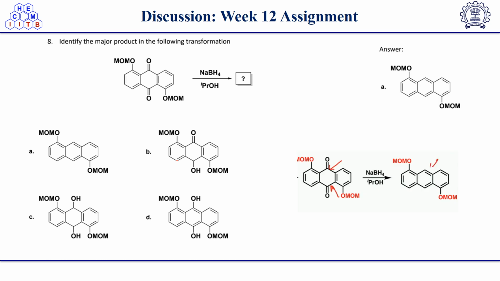So here what is happening is that by treating with this NaBH4 in isopropanol, this quinone will get aromatized, that is, both these ketones will get reduced, complete reduction of both these ketones under NaBH4 isopropanol condition, and we will be getting this completely aromatized product. So this is a complete reduction of these two ketones. So the correct answer is option A.